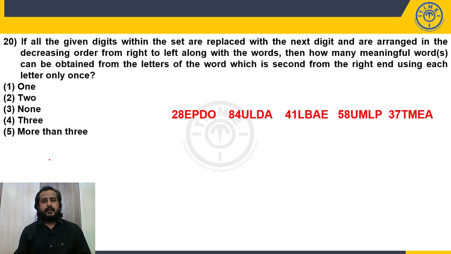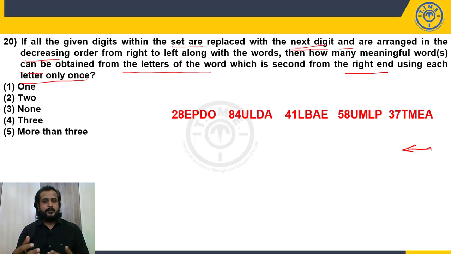Next. If all the digits within the set are replaced with the next digit and are arranged in the decreasing order from right to left along with the words. First, what we need to do? If all the given digits within the set are replaced by the next digit and are arranged in the decreasing order. Decreasing order is nothing but descending order from right side to left side. Right side to left side means you should be counting like this. Then how many meaningful words can be obtained from the letters of the word which is second from the right end using each letter only once?